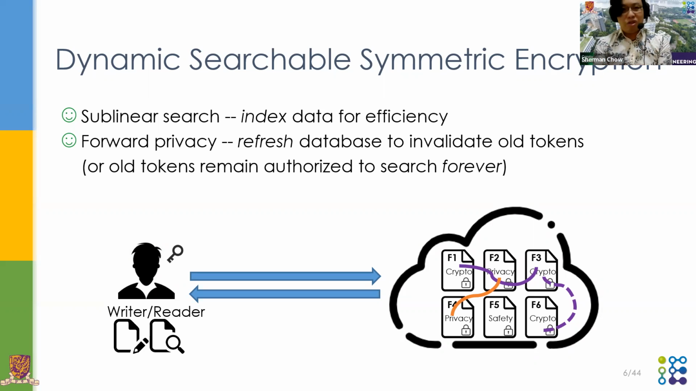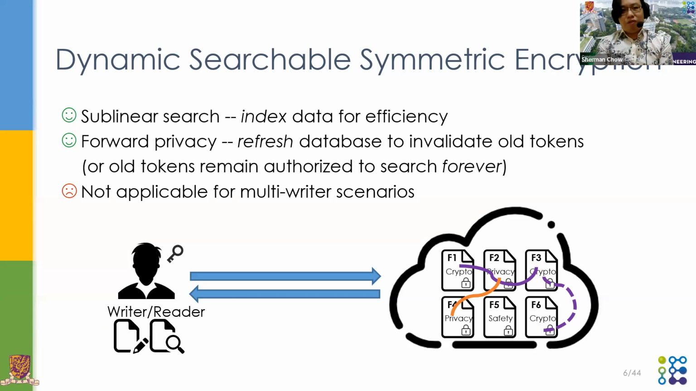Revocation is a notorious issue in cryptography. You do not want the old token to remain authorized to search forever. There's another trick you can do, which is to refresh the database, such that you can adjust the database accordingly to indirectly invalidate the old searching token. Okay, so those are our two nice properties of DSSE.